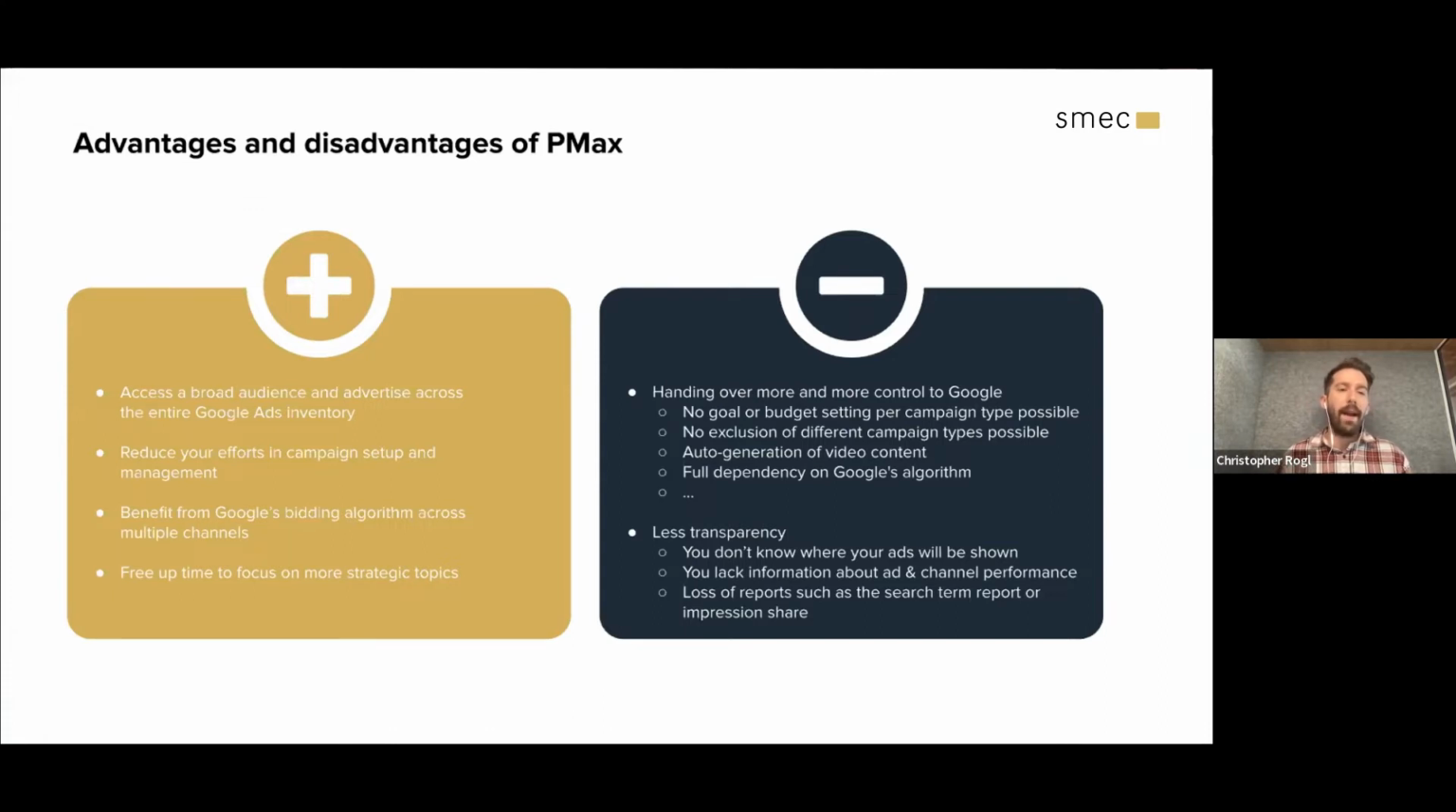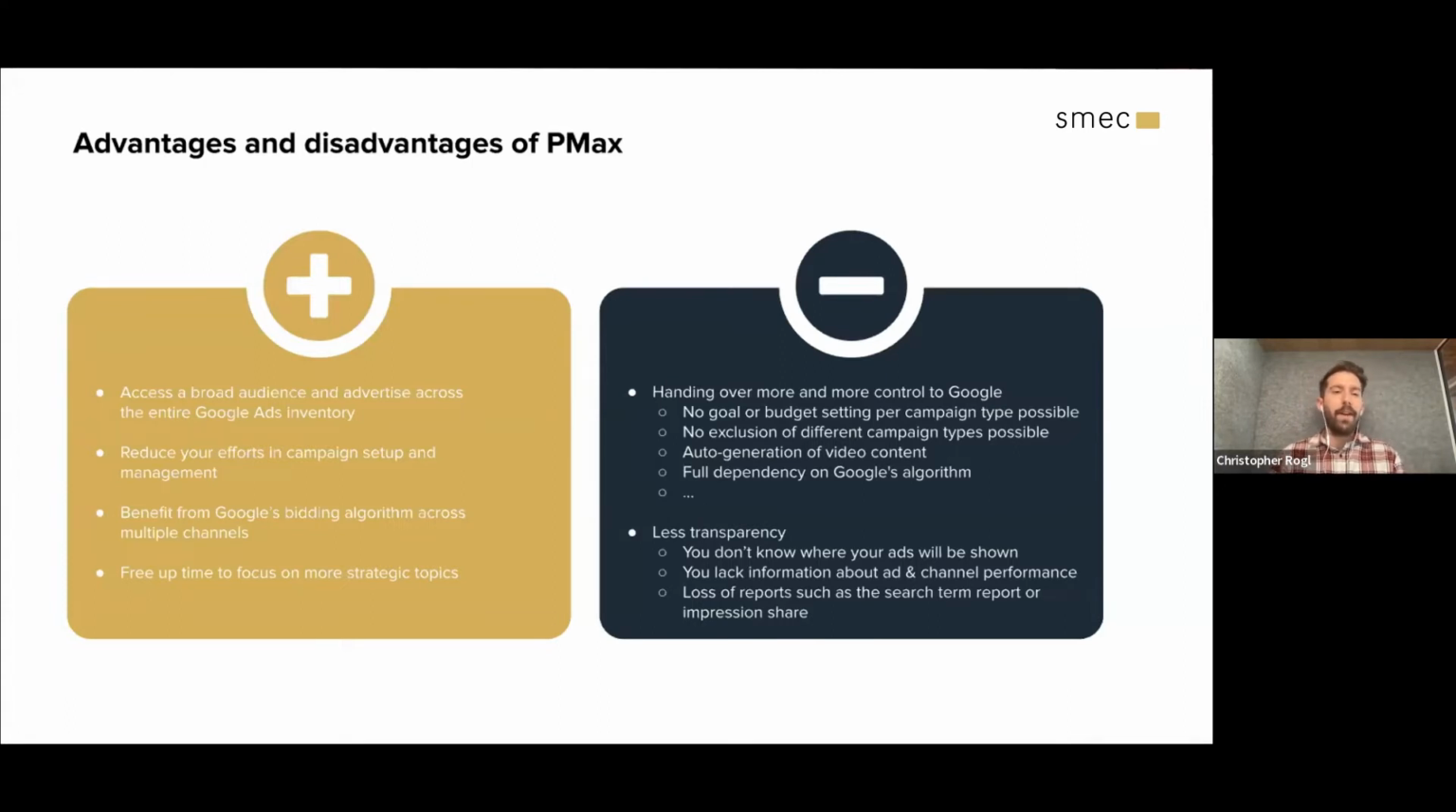One can benefit from accessing a broad audience and advertise products and services across the entire Google Ads inventory. Whilst doing so, you can benefit from reduced efforts in campaign setup and management. And you can also benefit from the smart bidding algorithm, which is applied across the entire inventory and used to target and manage your ads for the right target audience. In sum, on the advantage side, this frees up time, especially in regards to campaign setup and management, which you can then use to focus on more strategic topics. What we mean by strategic topics we will cover later on.